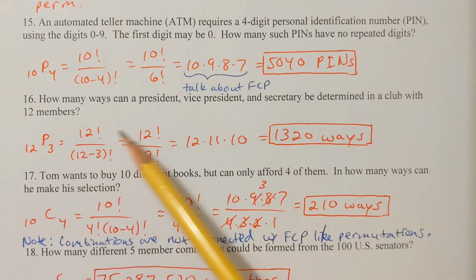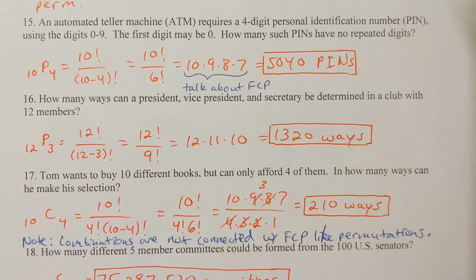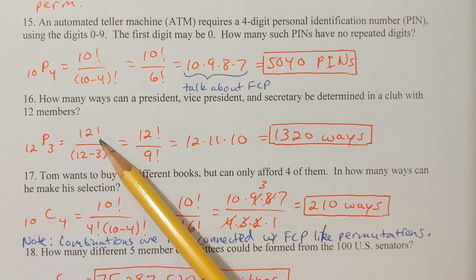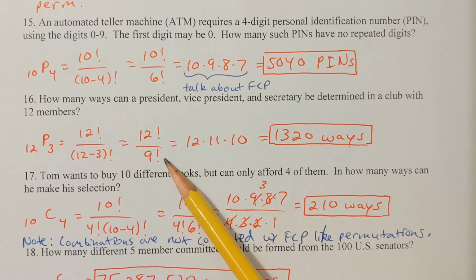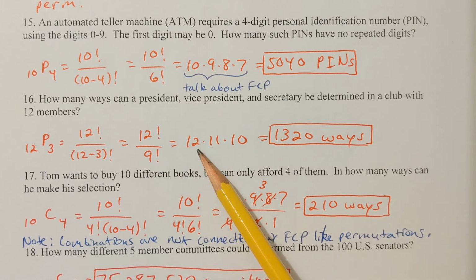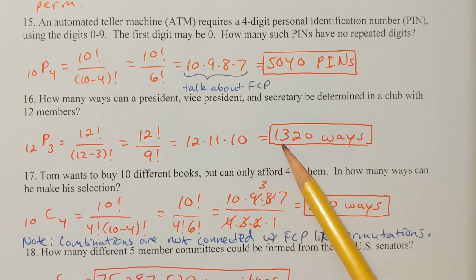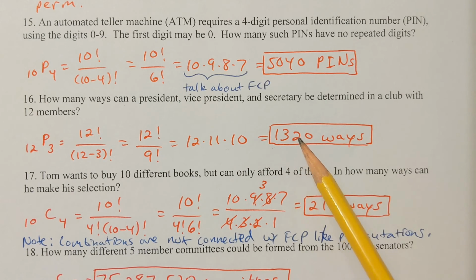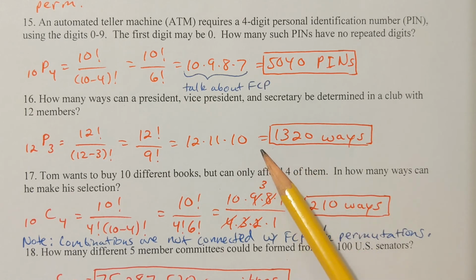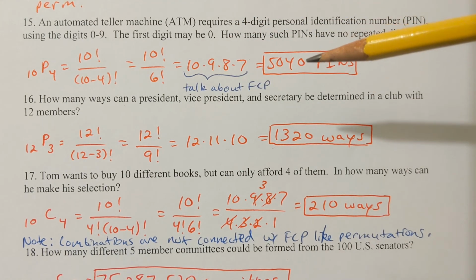I've got 12 members. I'm going to select 3 of them to be the president, vice president, and secretary. So I need to find 12 permute 3. n is 12, r is 3. So 12 factorial divided by 9 factorial. The 9 numbers can be canceled with part of the 12 numbers in the numerator. So in the numerator, I'm going to be left with 12 times 11 times 10, which should be 1,320. So there's 1,320 different ways that I can select a president, vice president, and secretary from this club.